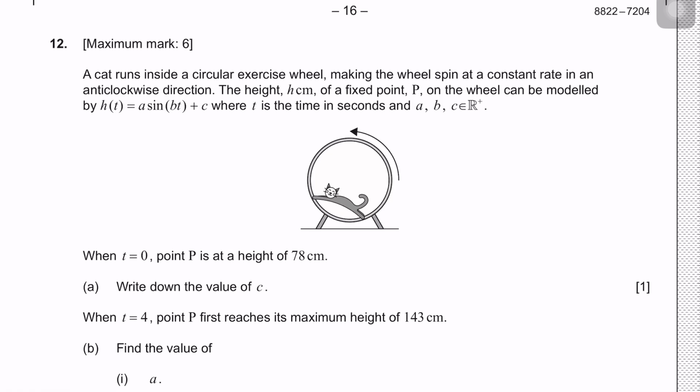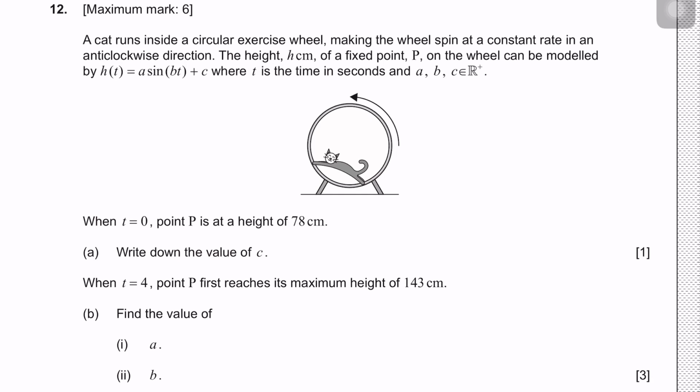Question 12. A cat runs inside a circular exercise wheel, making the wheel spin at a constant rate in an anti-clockwise direction. The height, h centimeters, of a fixed point P on the wheel can be modeled by h of t is equal to a sine bt plus c, where t is the time in seconds and a, b, c are positive real numbers. When t equals 0, point P is at a height of 78 centimeters. Part A asks us to write down the value of c.